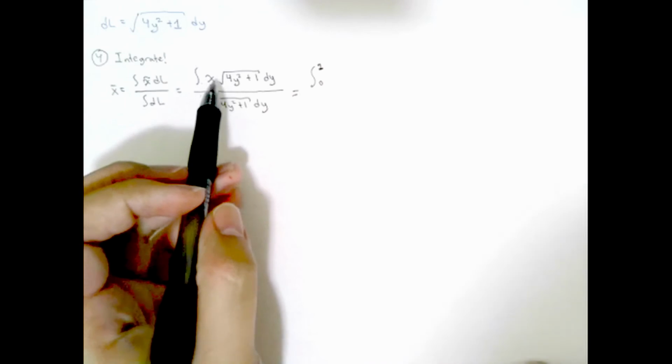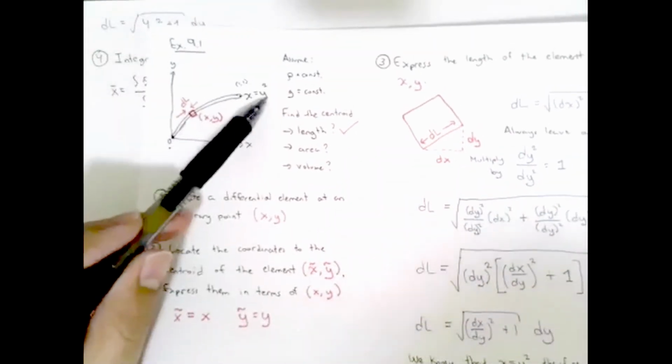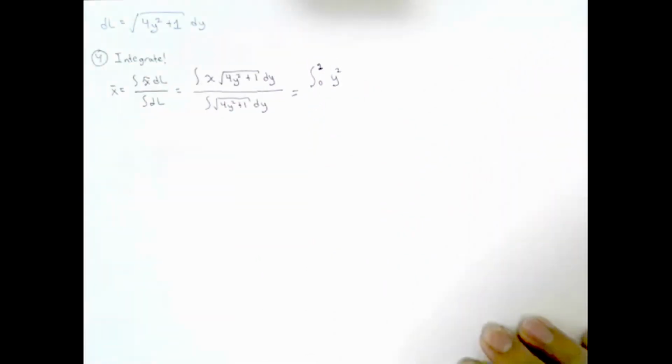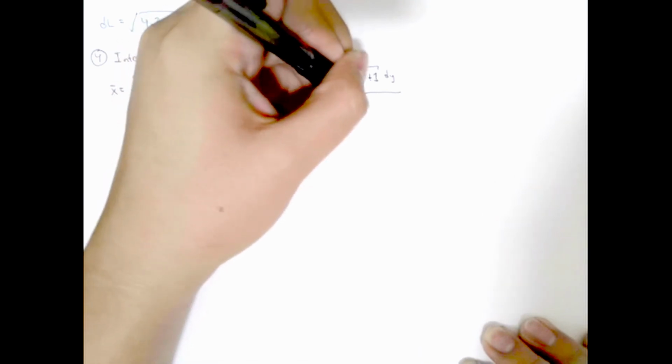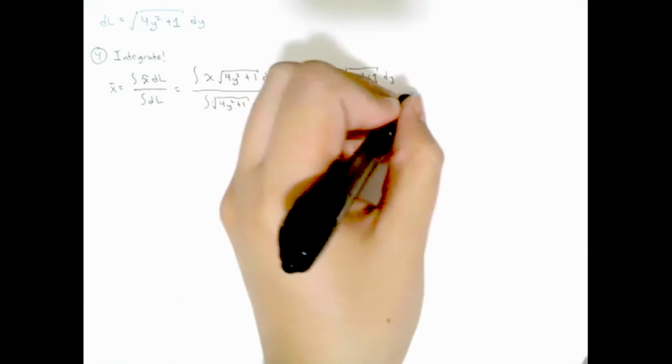We have an x variable here, but x actually varies with y. So I can't treat it as a constant. Instead, I need to replace this x with whatever relationship I get for y. So what do I have? I have that x equals y squared. Therefore, x here will equal y squared. And I get the integral of y squared times the square root of 4y squared plus 1 dy, divided by the integral, same limits of integration from 0 to 1, of the square root of 4y squared plus 1 dy. And there we go. We've expressed our x coordinate of the centroid as an integral that we can solve.